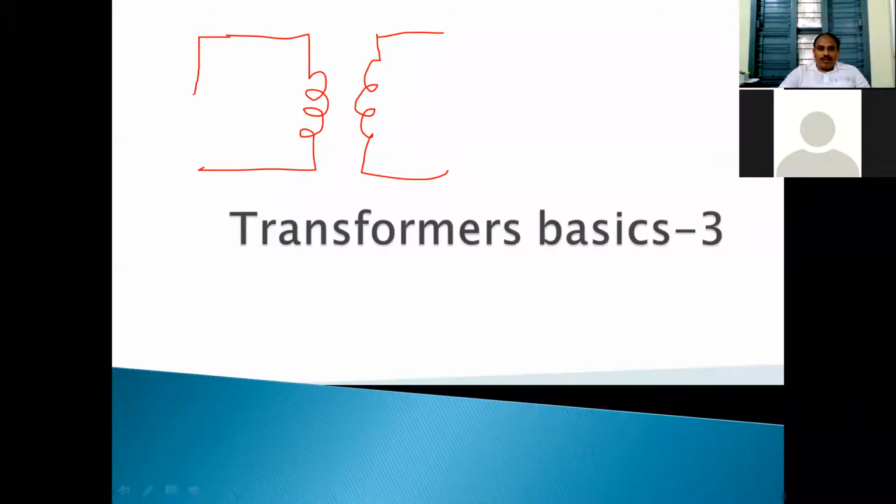We apply an alternating supply because the transformer is an AC device and operates only on AC. We apply the alternating supply to this primary winding. When we give supply, that winding is called the primary winding. When a load is connected on the second side, that is called the secondary winding. The electrical load may be a resistive load, an inductive load, or a capacitive load.